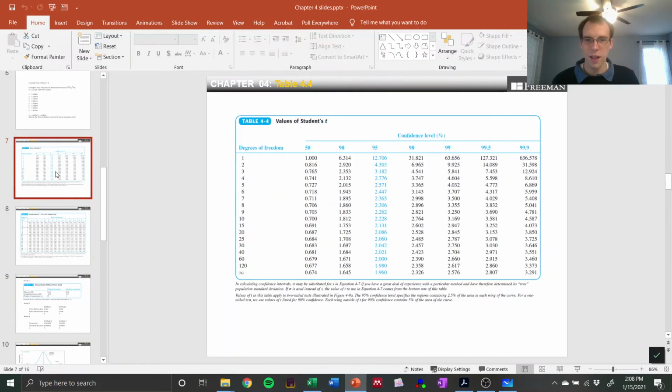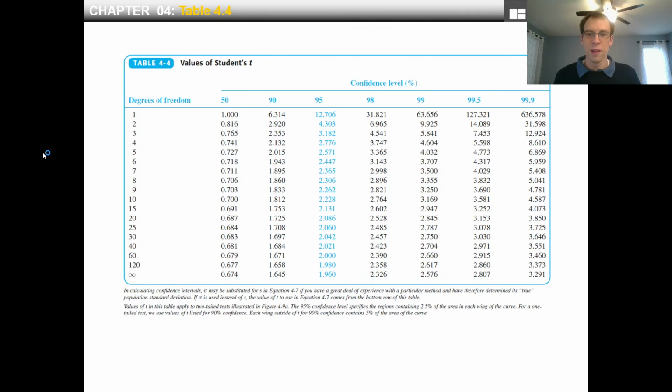And this is a table from your textbook. This is table 4.4. I'm going to make this full screen. And these are different values of student's t. And you see there's a lot of different possible values here. So on the left, the values are listed by degrees of freedom.